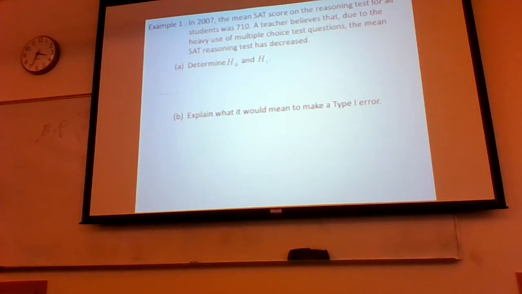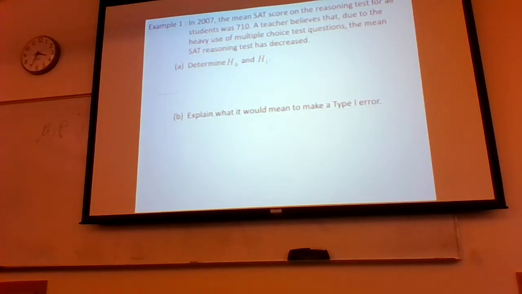Okay, so let's do an example. In 2007, the mean SAT score on the reasoning test for all students was 710. That's your hypothesized value, the value of the null hypothesis, and the alternative as well. A teacher believes that due to heavy use of multiple choice test questions, the mean SAT reasoning test score has decreased. So is that going to be left-tailed, right-tailed, or two-tailed? Left, because it's less than.